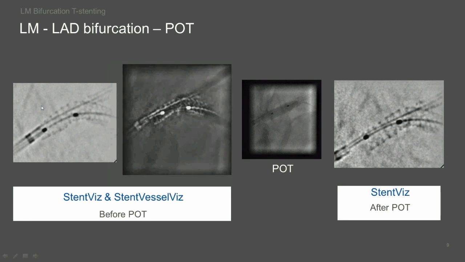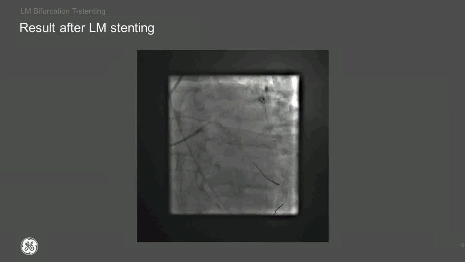open on the ostium. So it is very important to open it well with the non-compliant balloon and to make a very proximal optimization technique. And here with the stent vessel vis, we can clearly see the position of the balloon and the carina. Here the POT is done with a non-compliant balloon, and here we can assess that the stent is well open on the proximal part of the bifurcation.